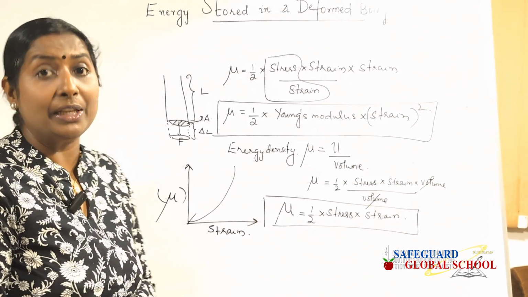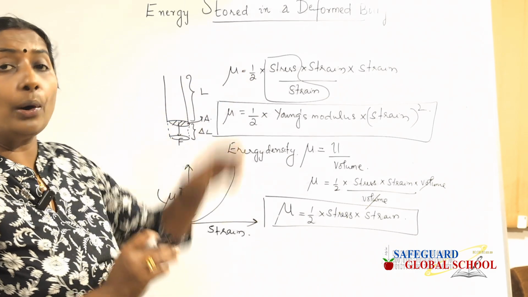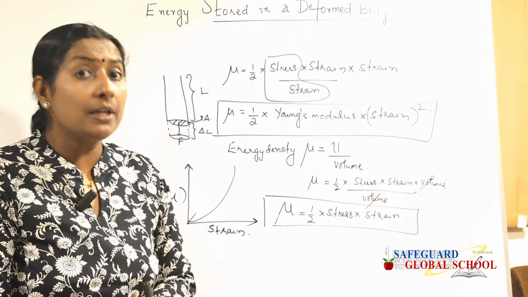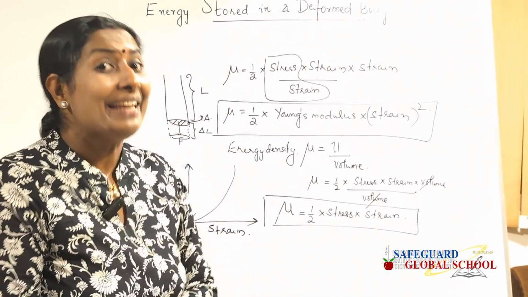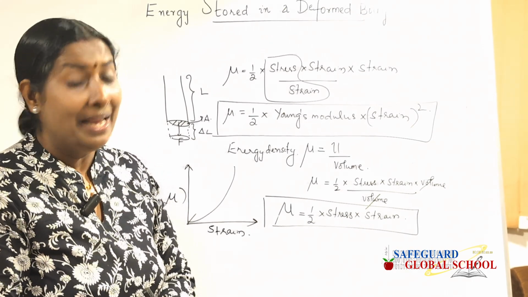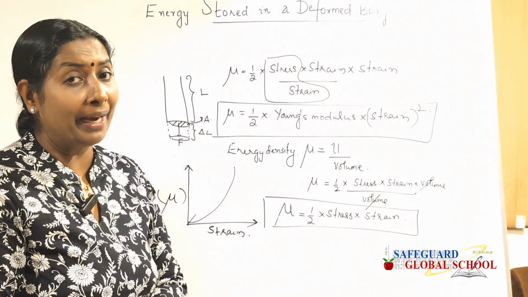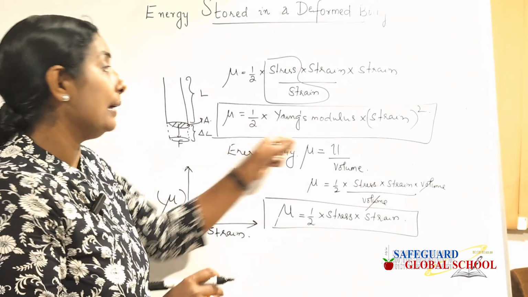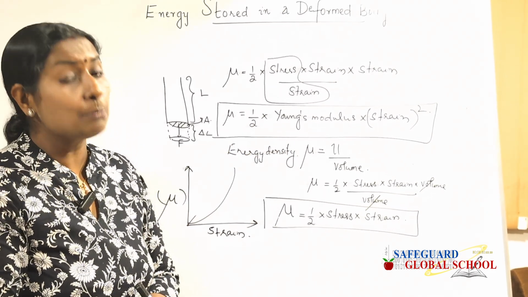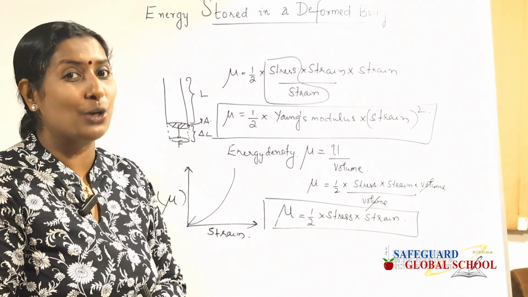So we have derived the equation for the energy stored in a deformed body. What type of an energy is stored in an elastic body? It is the elastic potential energy. And the elastic potential energy per unit volume is what is meant by energy density, and it depends upon factors like Young's modulus and the extension produced on the wire.